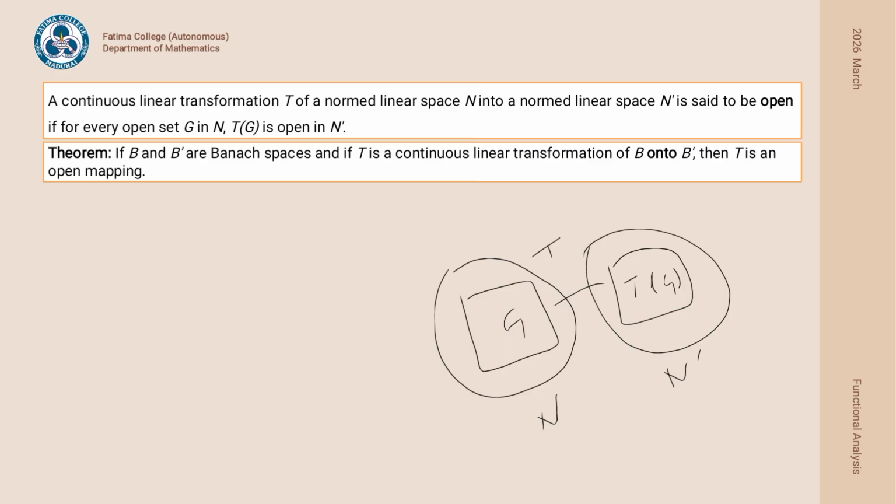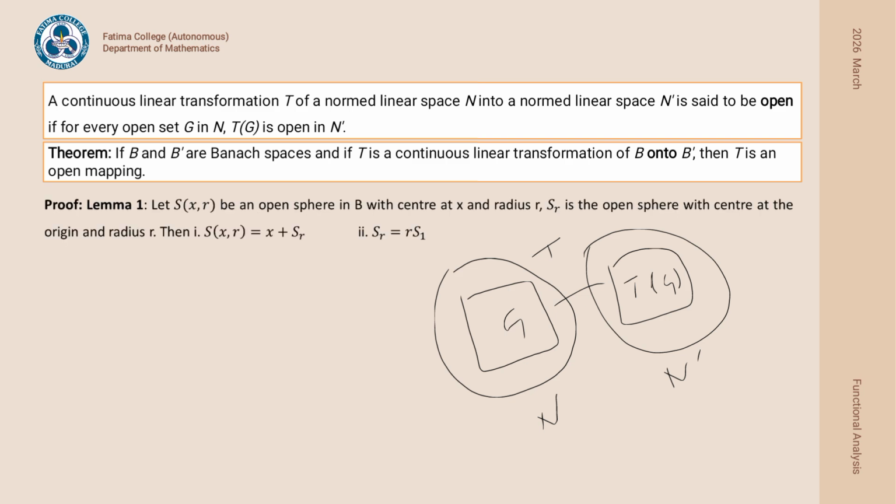That is, we are considering two Banach spaces B and B dash, and T is a continuous linear transformation from B onto B dash. What we have to prove is, for every open set G in B, its image T of G is open in B dash. So for that, let us prove two lemmas.